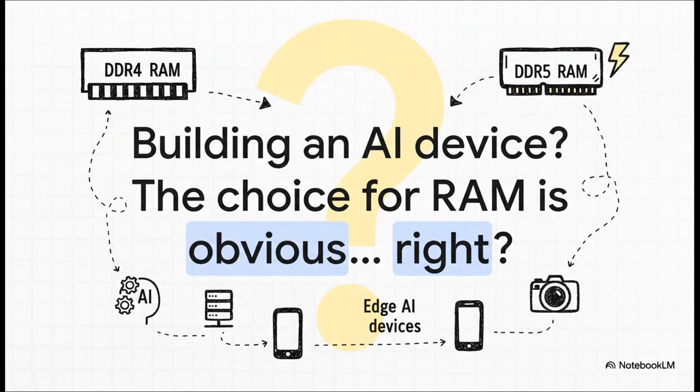You've got your two options, right? DDR4 and DDR5. On the surface, it just looks like a simple upgrade. But as we're about to see, for these specialized edge AI systems, the obvious choice could actually be the totally wrong one. So what is really going on here?